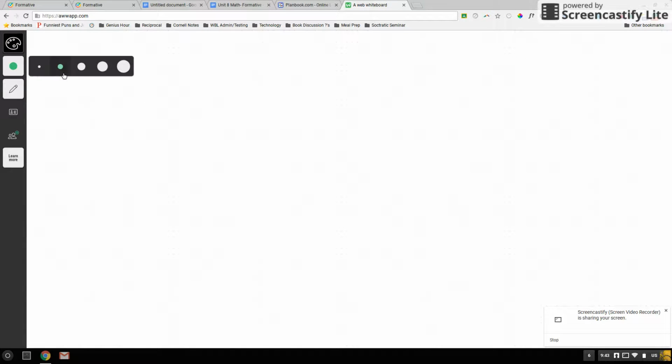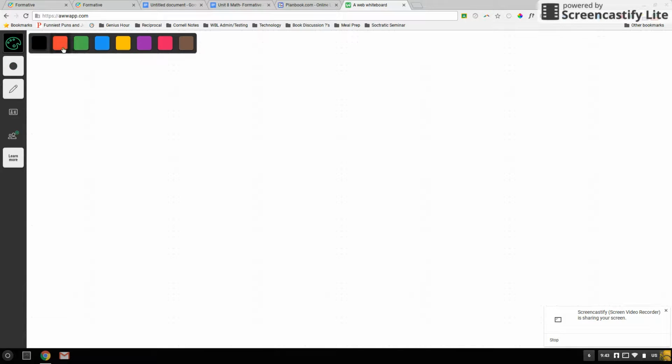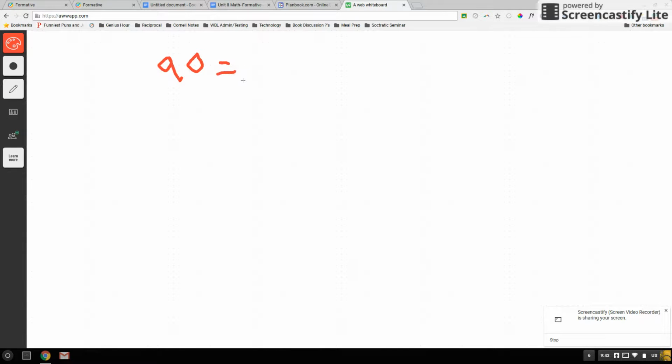This time, let's do one that would be with multiplication. Let's say I had 90 equals 10, and my variable I'm going to say is w. All right, 90 equals 10w. So I'm trying to get my variable w all alone here.